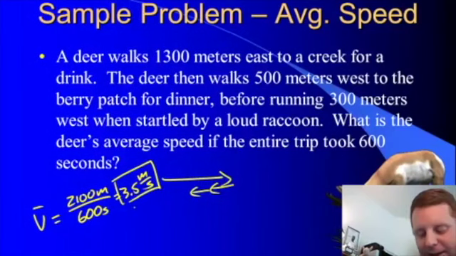And since average speed is a scalar, we don't need to include a direction. It's a magnitude only.